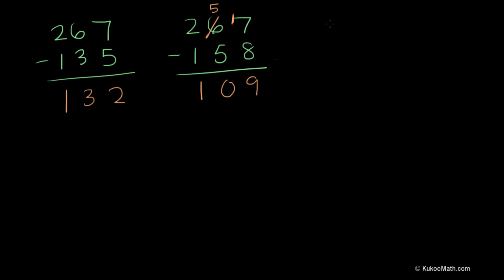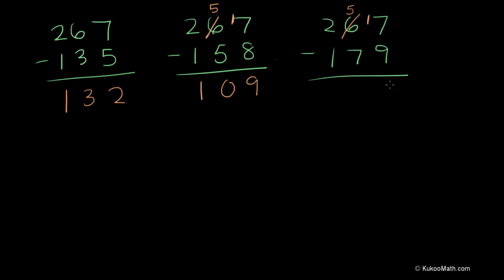This next problem is going to be 267 minus 179. In the ones column, we can't do 7 minus 9. So let's borrow from the next column over. Cross out the 6, and it becomes 5. And put a 1 in front of the 7 to make 17.